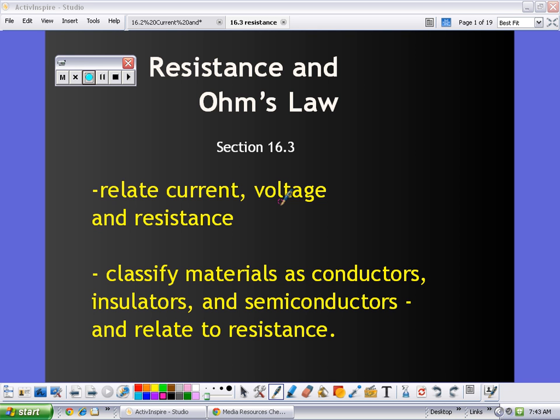This is section 16.3, talking about resistance. We're going to talk about how you can relate the current of a circuit and the voltage of a circuit and the resistance, and how it affects those. We're going to be able to classify materials as conductors, insulators, and semiconductors and relate to resistance.